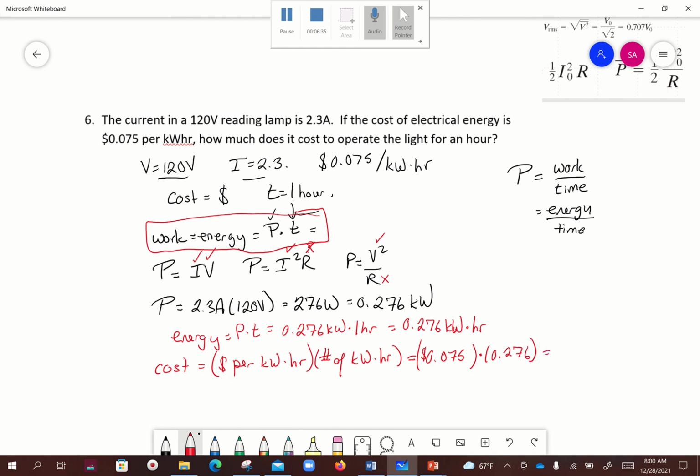So how much is it going to cost? Not very much. So it's $0.021, which, if I convert that into something that sort of makes sense to our brain, is 100 cents in a dollar. So it costs only 2.1 cents. So not a lot of money to keep your lamp on for an hour.